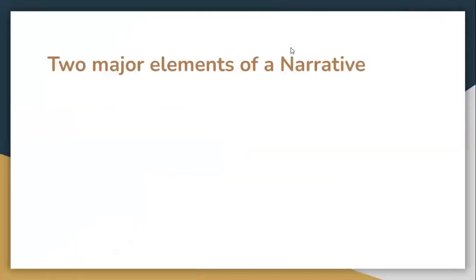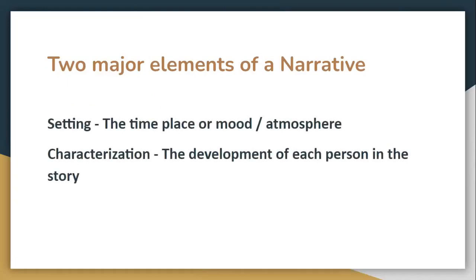So, what are the major elements of a narrative that we are focusing on? Well, firstly, we're looking at setting. Setting has to do with the time, place, or the mood of a story, whether it is in a rural community or whether it is a city area, whether it is a time in ancient days or whether we're talking about nowadays. It could be any time.